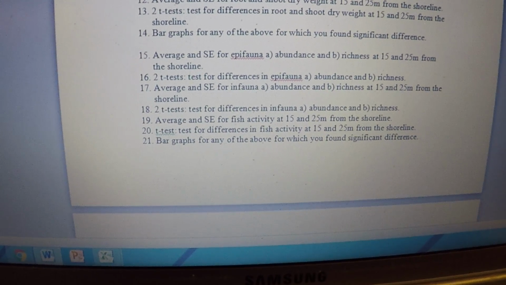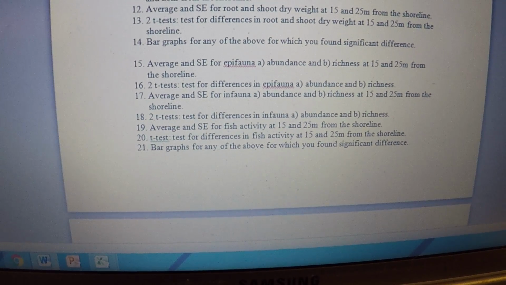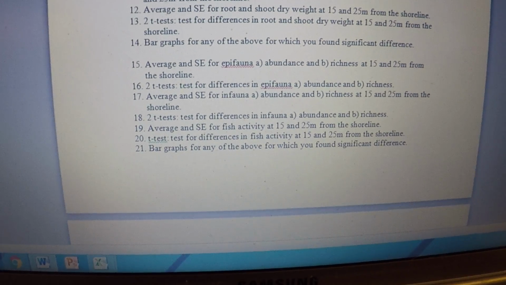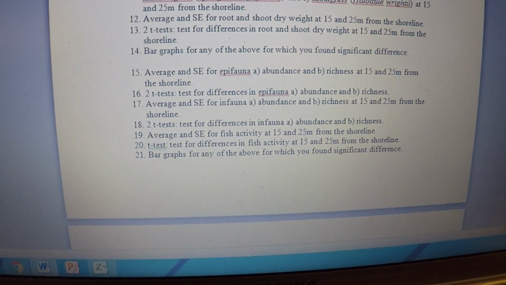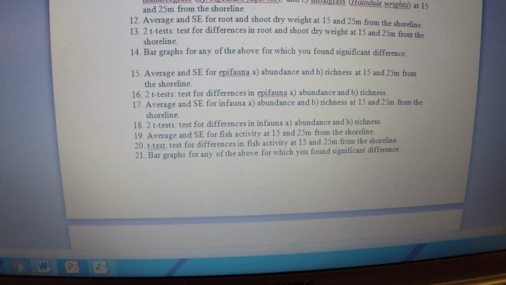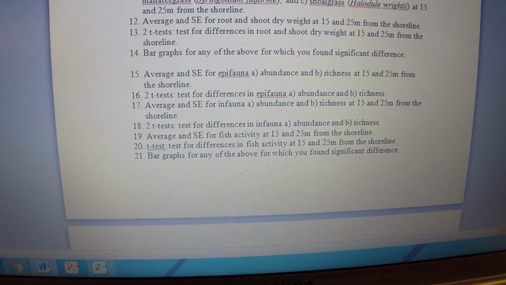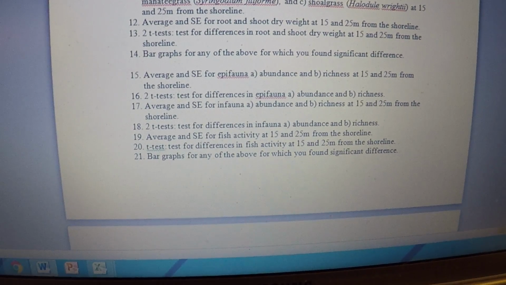So at 15 and 25, we're going to get the average and standard error for the epifauna abundance and also for richness. And then we're going to do 2 t-tests. We're going to do a t-test for differences in epifauna abundance between 15 and 25, and a t-test for epifauna richness at 15 and 25.